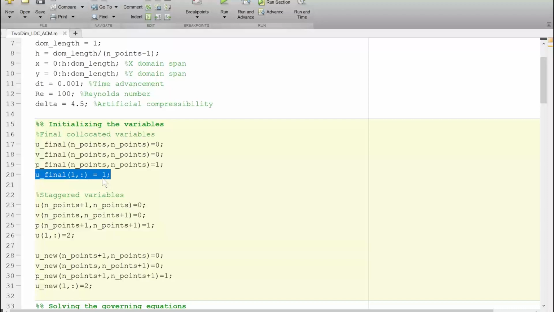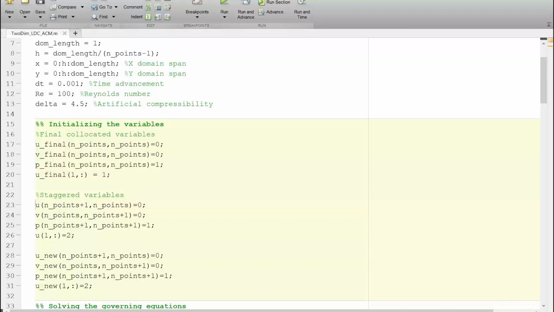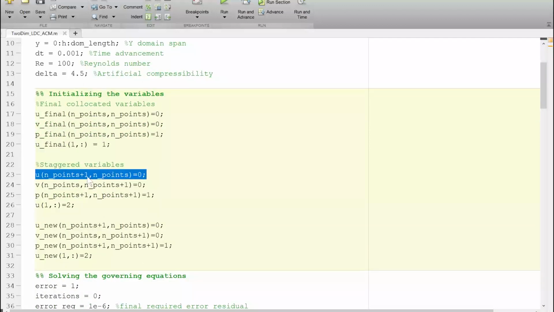Now for the staggered variables, we are defining two variables just like in the previous lecture. One variable would be used in the iterative process and the second variable would be the new value of that iterating variable. So we have u and u new, v and v new, p and p new. Based on the previous discussion, we have one extra row, that is n points plus 1 for the u variable, and the same for u new. We have one extra column for v and one extra row and one extra column for p.